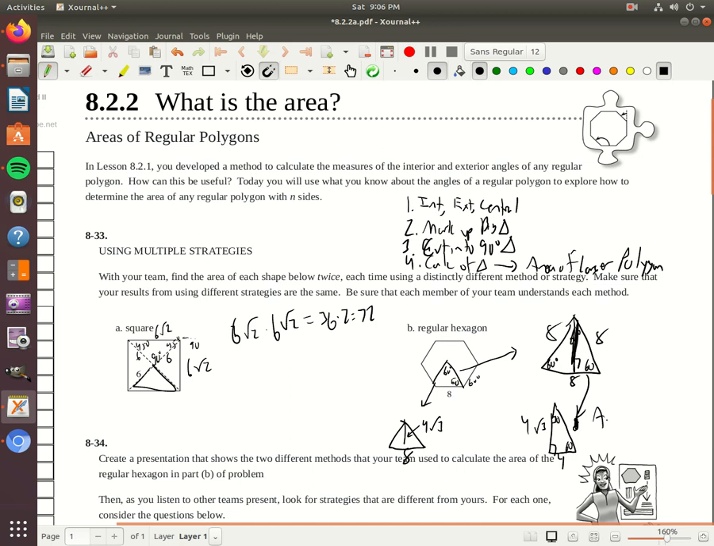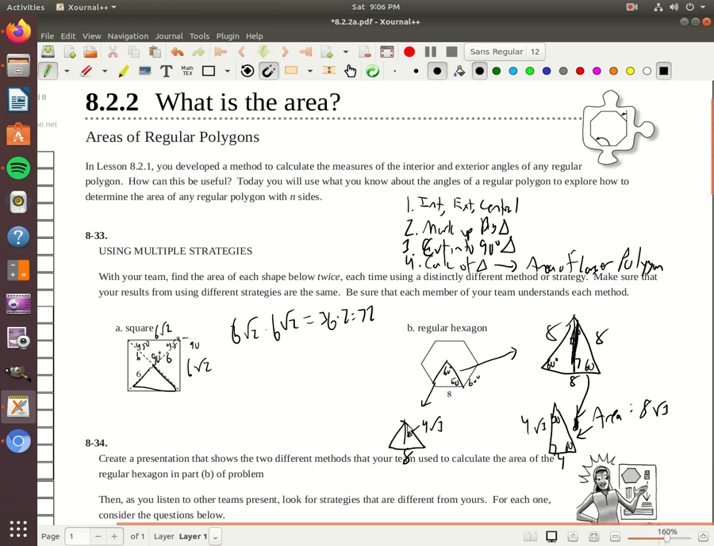So the area of this little shape, this little triangle, is 8 times the square root of 3. I'll worry about the square root of 3 later. I can grab a calculator and worry about that. But for now, that's going to be the area, right? 2 times 4 times square root of 3, we get 8 square root of 3.